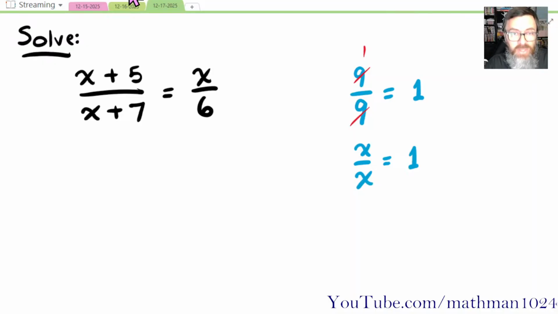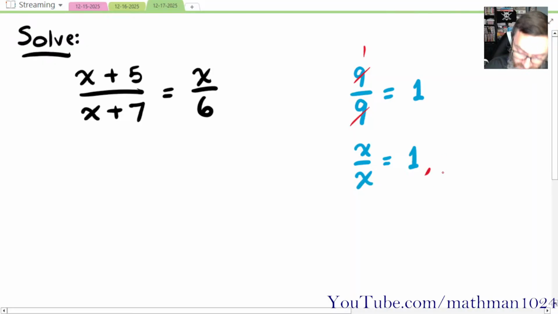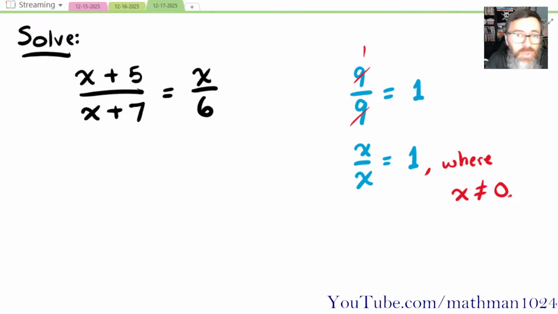x over x does equal 1, provided that x does not equal 0. So if you take any number and you divide it by itself, you get 1, except for the case where you're doing 0 divided by 0. 0 divided by 0 gives you an undefined expression.